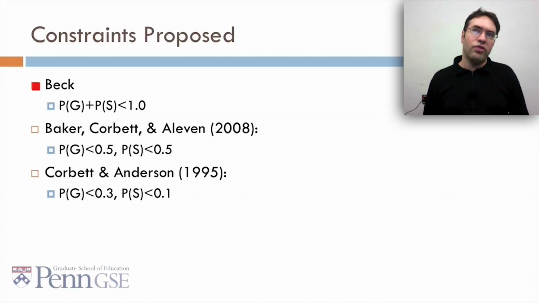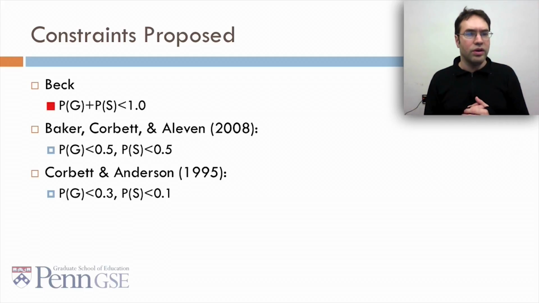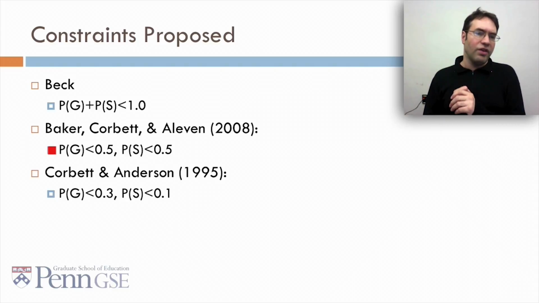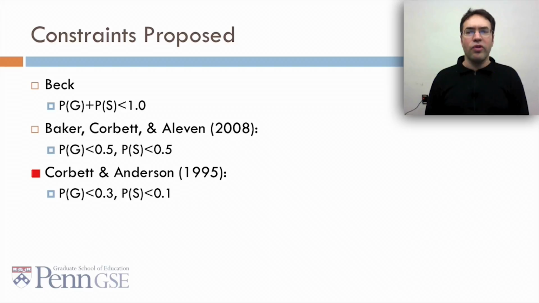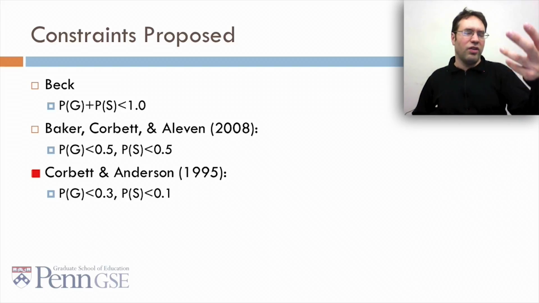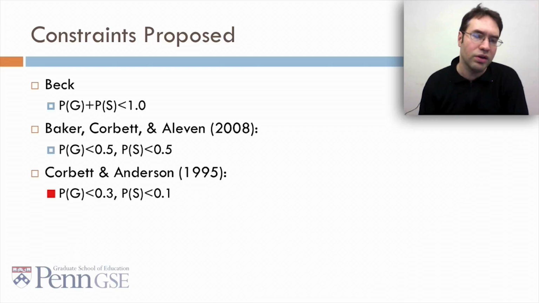Joe Beck has proposed that the probability of guess plus the probability of slip has to be less than 1. Baker, Corbett, and Aleven have proposed that guess and slip each have to be less than 0.5. And Corbett and Anderson originally proposed, and this was not entirely just for model degeneracy, but also based on theorizing about what was probable, that P(G) has to be less than 0.3 and P(S) has to be less than 0.1.